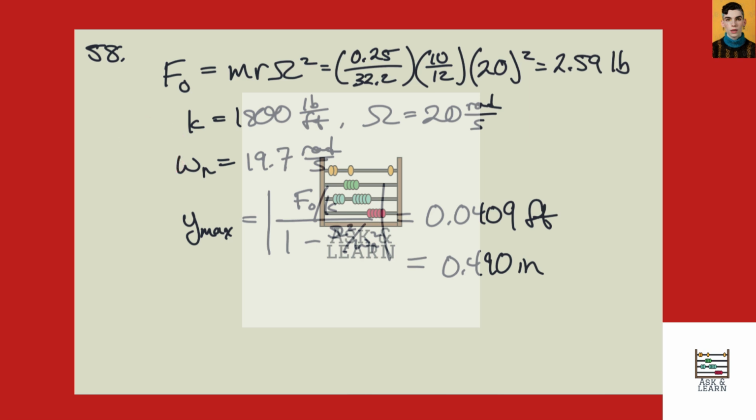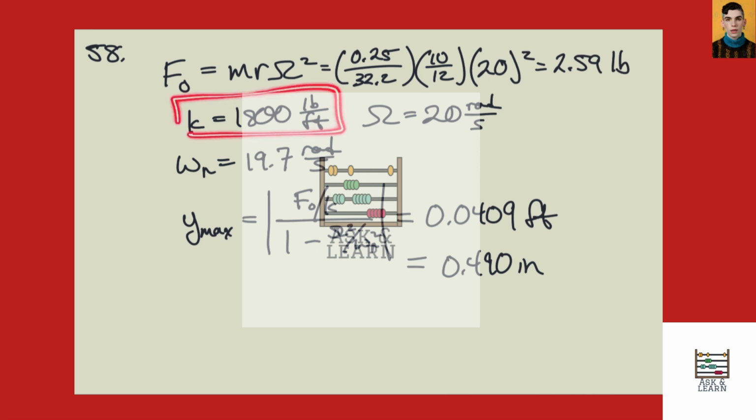Okay, so again, when you have things rotating, you can think about the rotation speed as also a frequency. So again, how many radians per second does it go around? The eccentricity length was 10 inches, so we convert that to feet, and then the excitation frequency needs to be in radians per second, and it was given to us that way. So it turns out that this thing comes out to be 2.59 pounds.